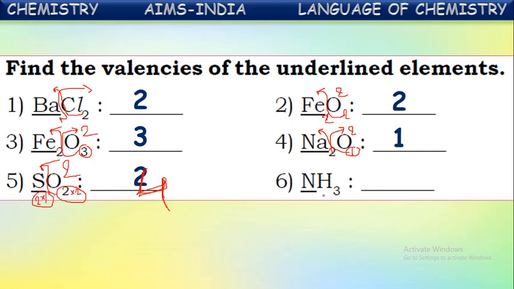Next, observe the valency of nitrogen in NH3. We know the valency of hydrogen as 1. So the number here is the valency of hydrogen. We got directly 1. So this number is the valency of nitrogen. Valency of nitrogen is 3. In this way we can find out the valency of the unknown element by using the valency of the known element in the compound by reversing the crisscross method.